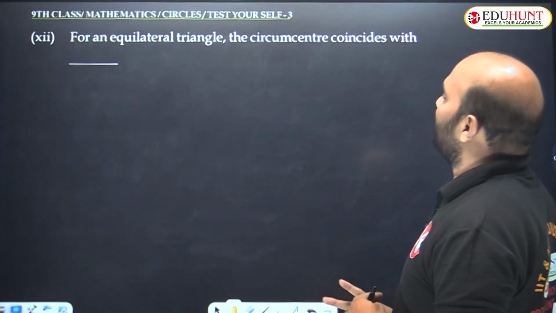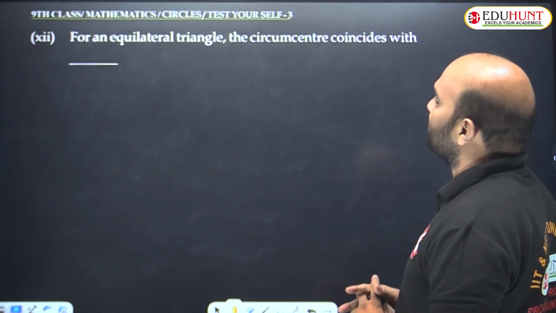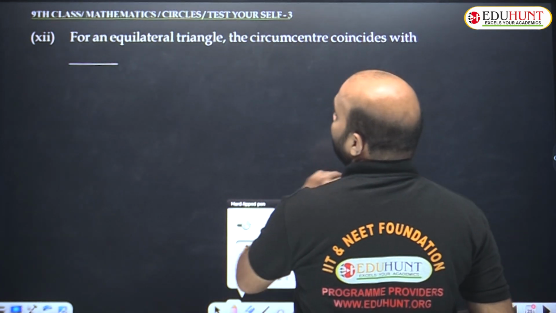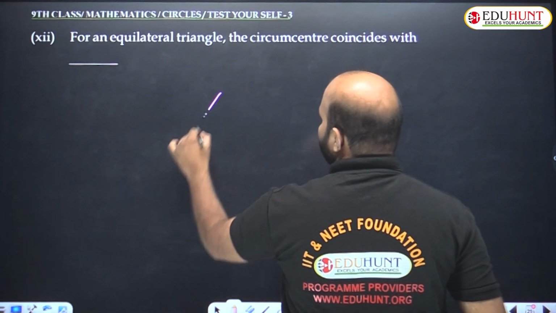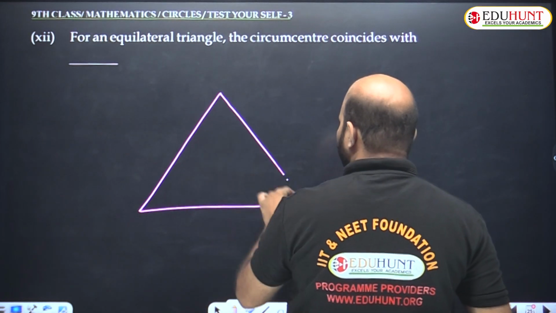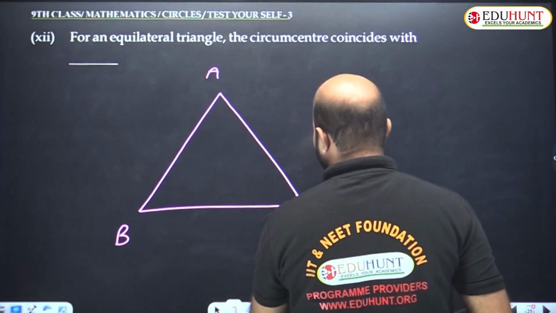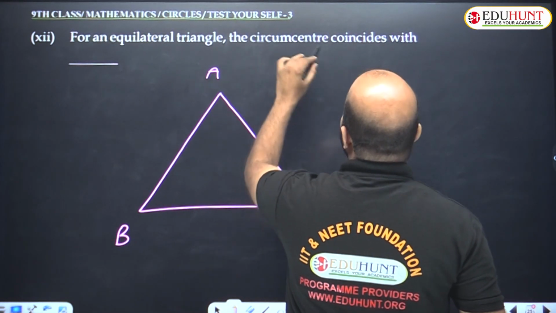For an equilateral triangle, the circumcenter coincides with dash. So let us draw the equilateral triangle. This is an equilateral triangle, nothing but all sides are equal. Am I clear? ABC is an equilateral triangle. Am I clear? The circumcenter.